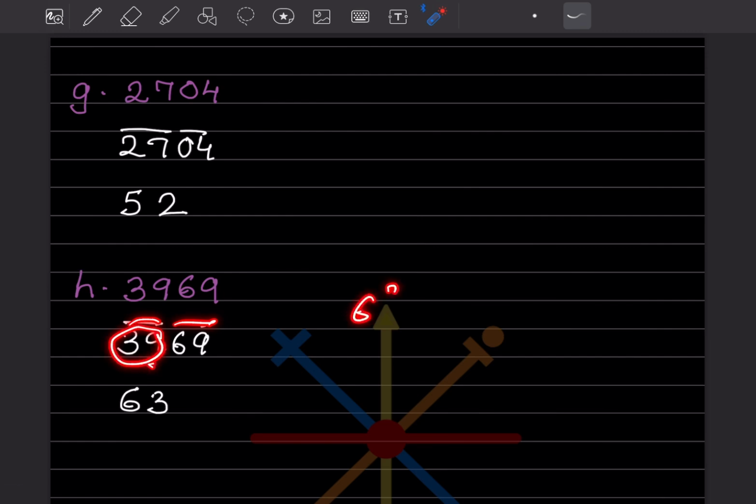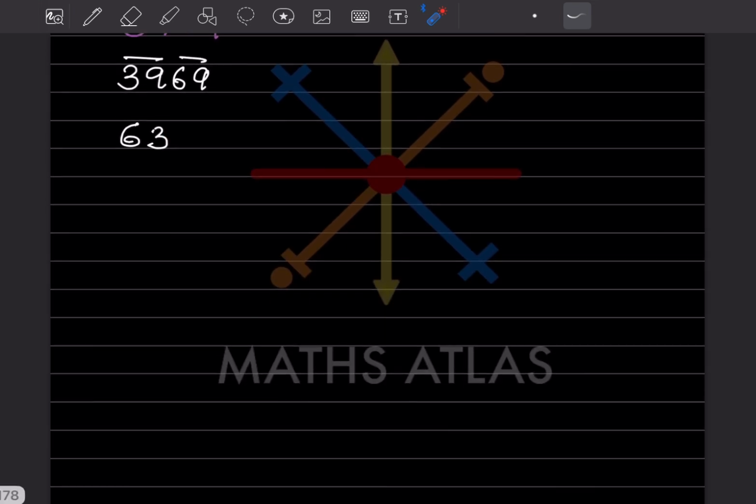Here this is 39. So 6 square is 36 and 7 square is 49. So this cannot be. So here will be 6. Now you are going to look at the next number here. That will be 3 square or that is going to be 7 square. So here this is going to be 63.